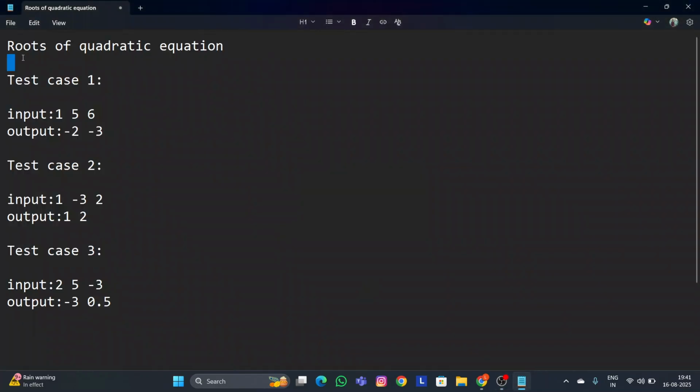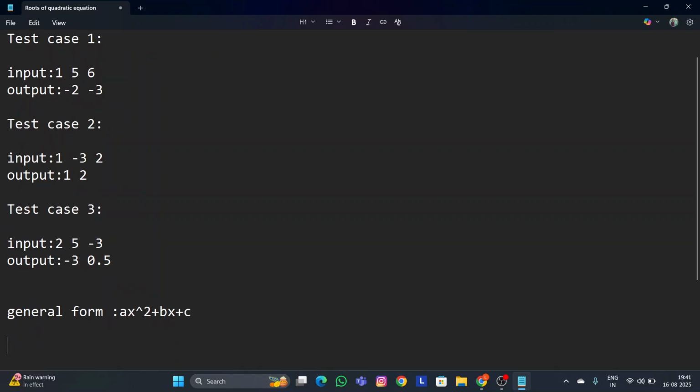So today's topic is finding the roots of a quadratic equation. First, we want to know what a quadratic equation is. If the equation is a second degree polynomial equation, then it is said to be a quadratic equation. The general form of a quadratic equation is ax square plus bx plus c.